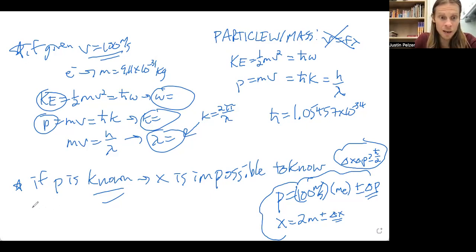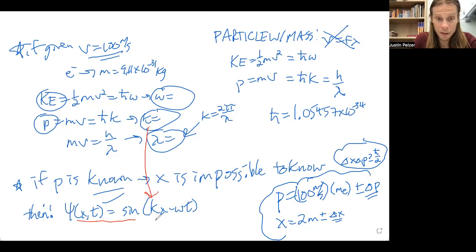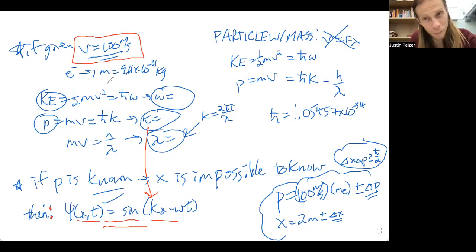But if we did, then we could model this as psi of x,t, and it could just be a sine wave of kx minus omega t, where you just plug in k and omega from here down there. Now, that is physically impossible, but mathematically correct. I could do that. That's a wave function where x is impossible to know, but p is known. So if this is 100% accurate, this would be the wave function for that particle.